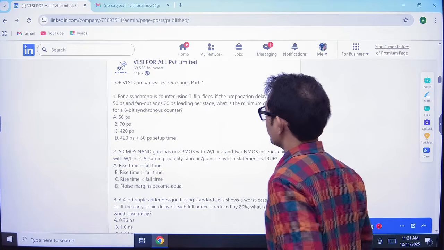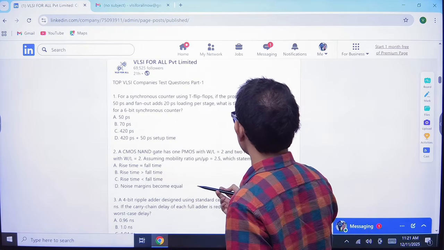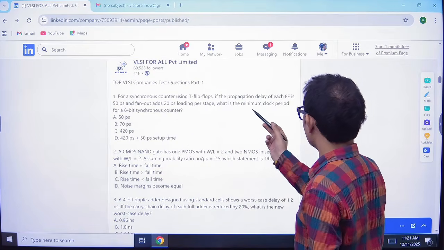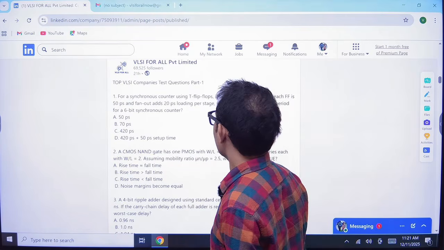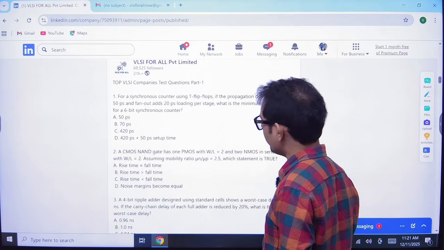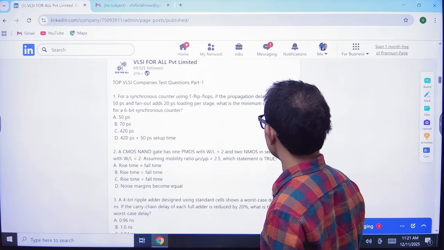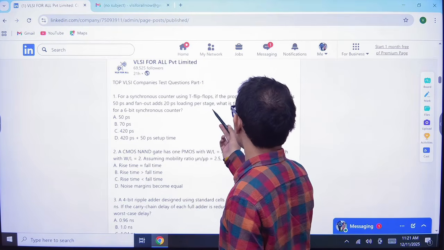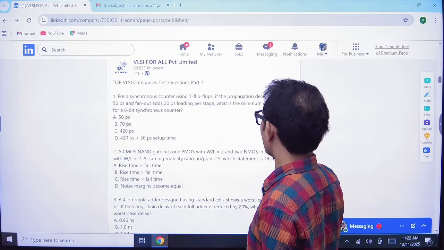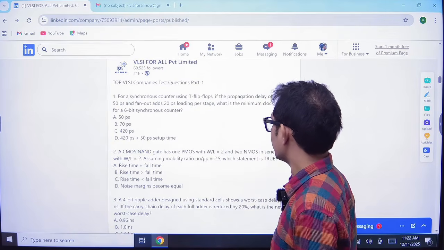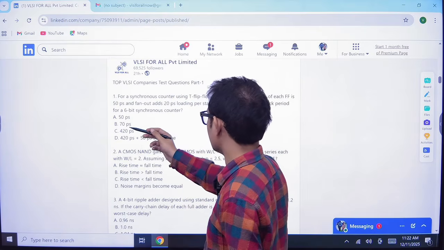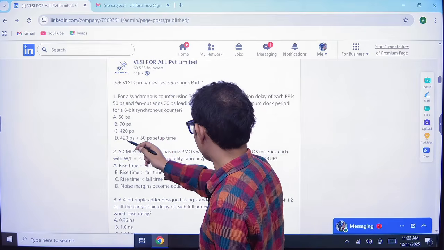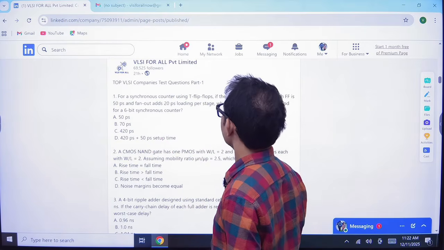We have the first question, for the asynchronous counter using T flip-flop. If the propagation delay of each flip-flop is 50 ps and fan-out adds 20 ps loading per stage, what is the minimum clock period for a 6-bit synchronous counter? Then we have the options like 50 ps, 70, 420, and 420 plus setup time.